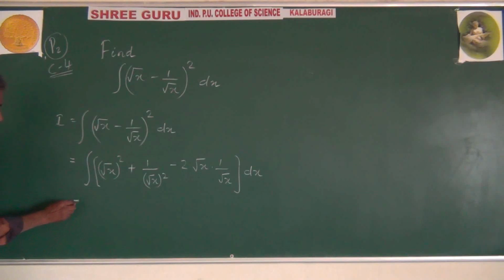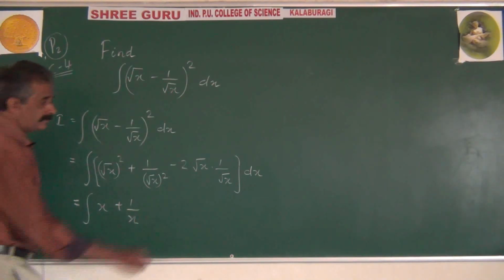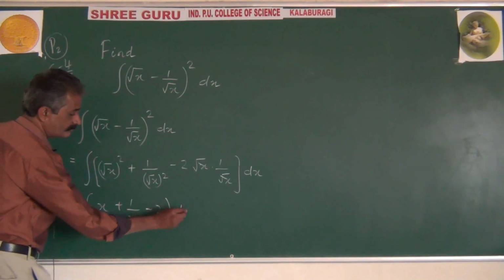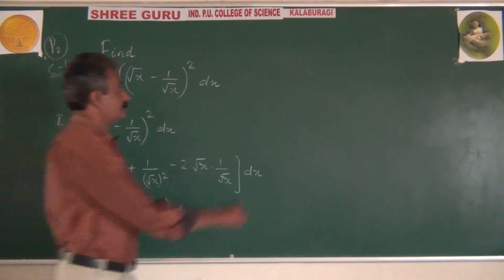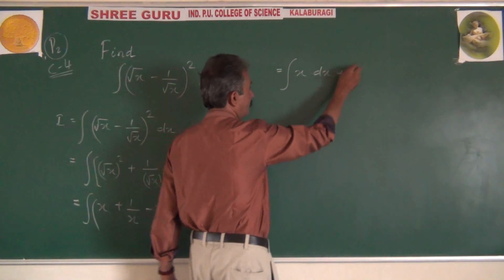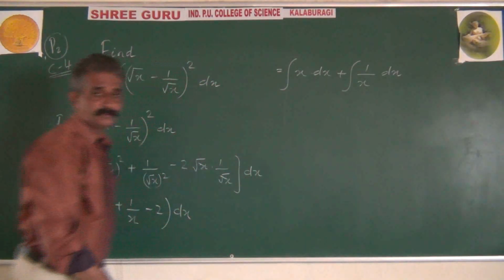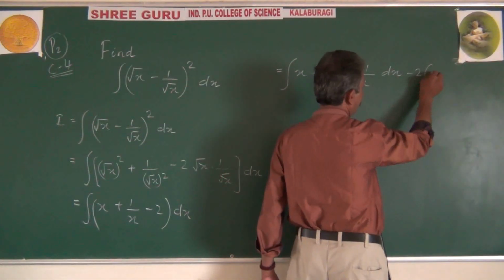Next simplification: integration of root x whole square means x. 1 by root x whole square is 1 by x. Here root x will be cancelled out, minus 2 left. Now we can apply some rule of integration on breaking the terms. First term, integration of x dx plus second term, integration of 1 by x dx. In the next term, 2 can be kept outside, minus 2 into integration of 1 dx.